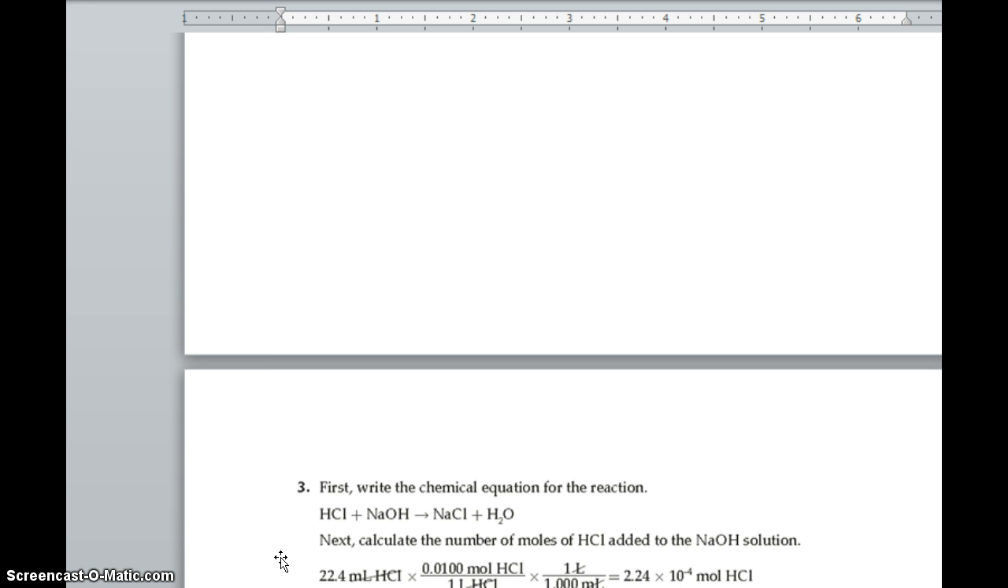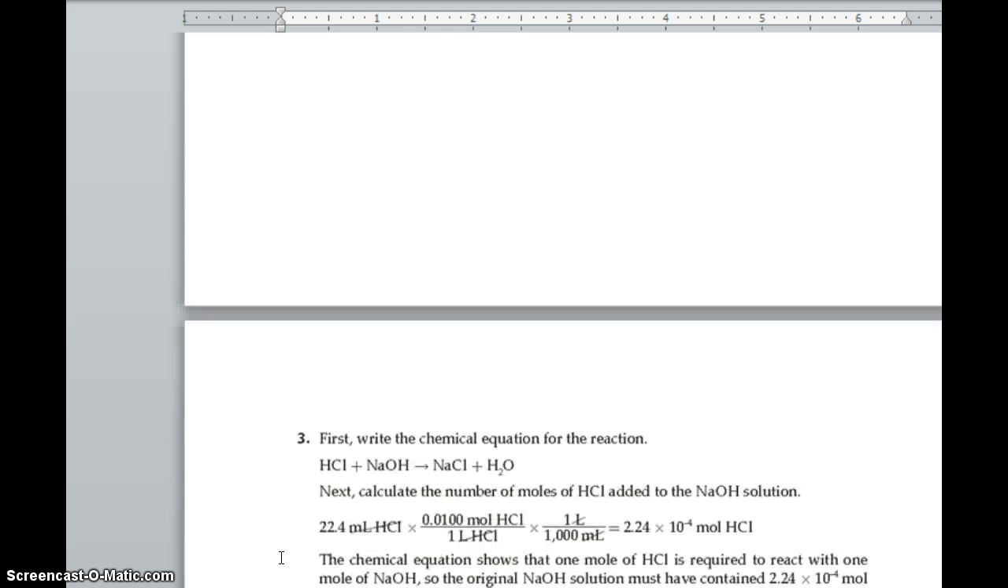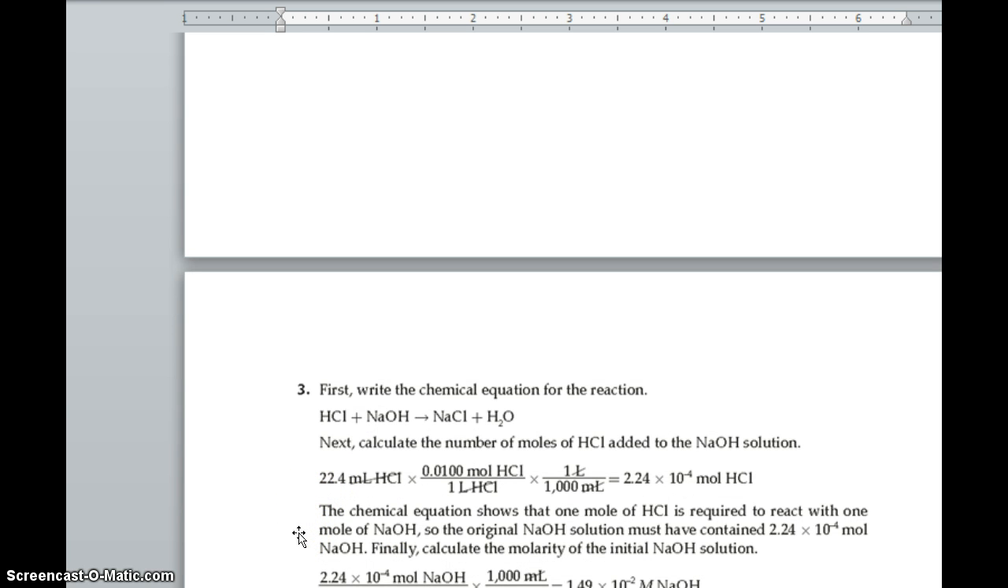Now calculate the number of moles of HCl added to the NaOH solution. 22.4 milliliters of HCl, and we're going to times it by the molarity, which is 0.01 moles per liter of HCl. Change it from milliliters to liters, and we get 2.24 times 10 to the negative fourth mole of HCl. The chemical equation shows that 1 mole of HCl is required to react with 1 mole of NaOH. So the original NaOH solution must have contained 2.24 times 10 to the negative fourth moles of NaOH.